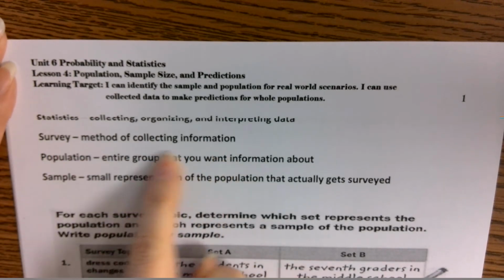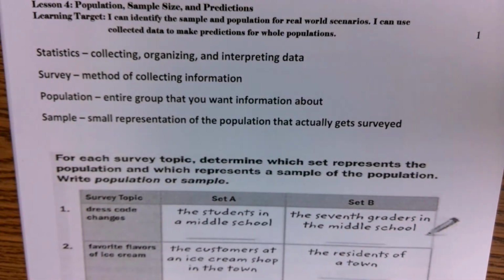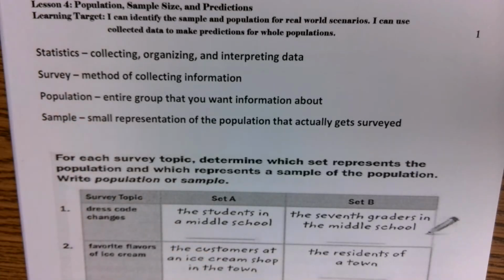The method of collecting that information is through the process of taking a survey. And we're going to talk about different ways of collecting information, different surveying processes or methods, because some of them are going to be reliable and some of them not so much. Okay? What we're focusing on for today is the concept of a population and a sample.